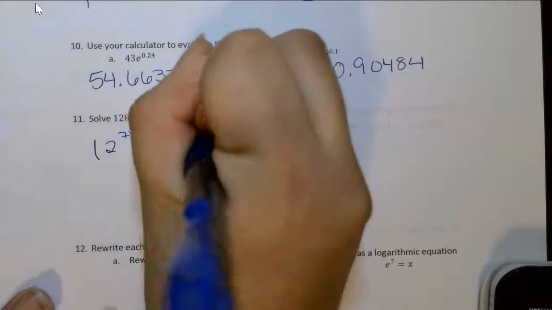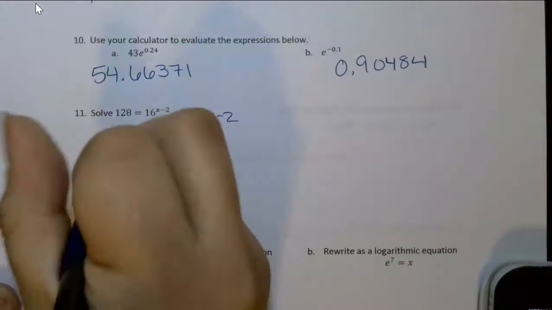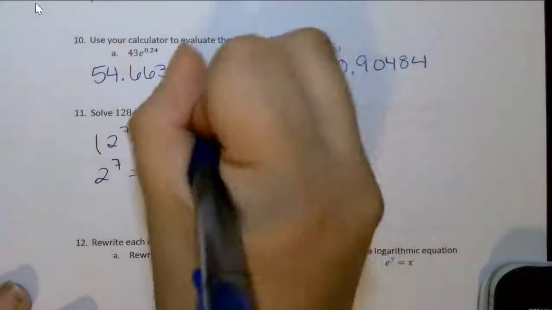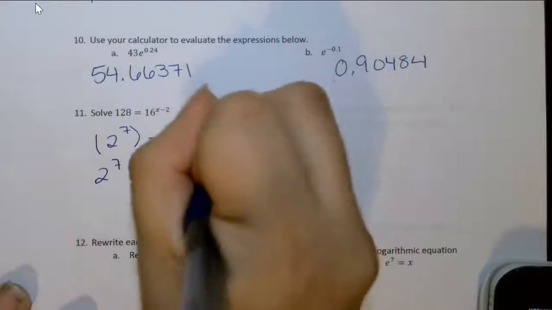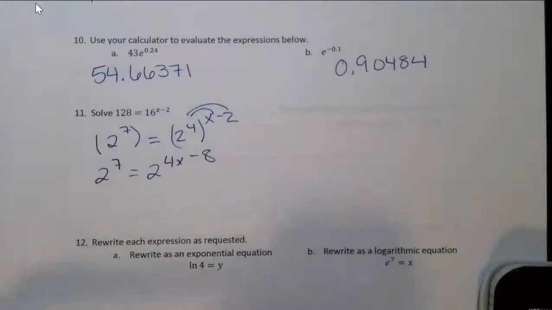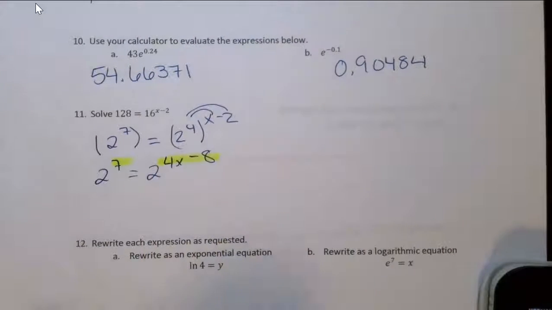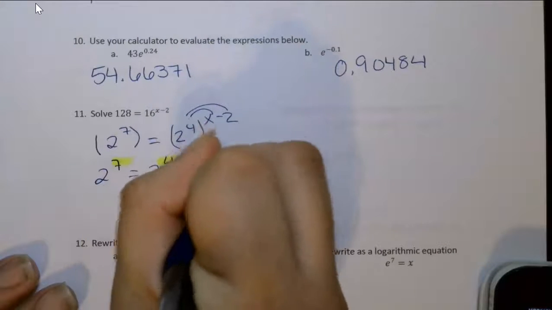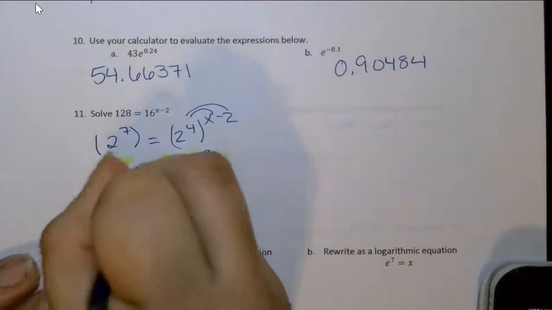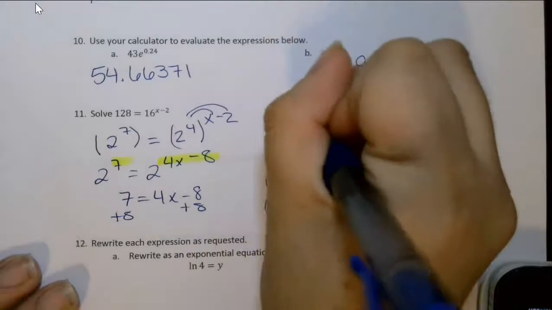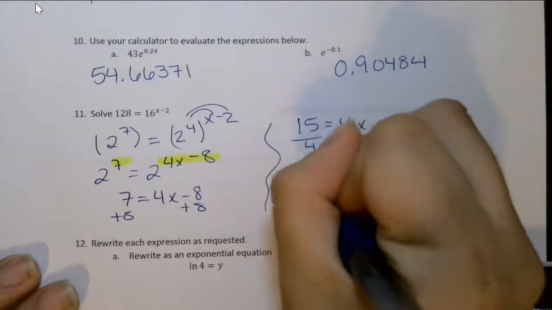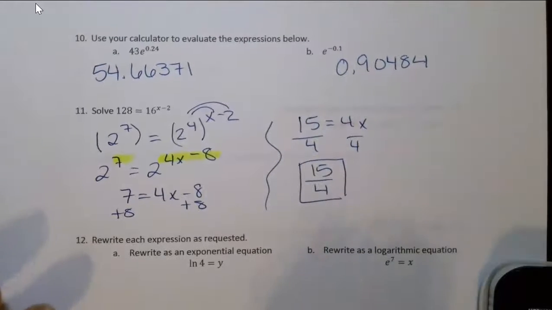And then I write this in parentheses with x minus 2. 2 to the 7 equals 2 to the 4 times x minus 2, so the exponent is 4 times the quantity x minus 2. I distribute. And then I have 4 times the -2, which gives me -8. Since I have the same base, I can now set my exponents equal to each other. So I have 7 equals 4x minus 8. I add 8 to both sides. I get 15 equals 4x, and I divide by 4. I can leave this as a fraction. I get 15/4 for my final answer.